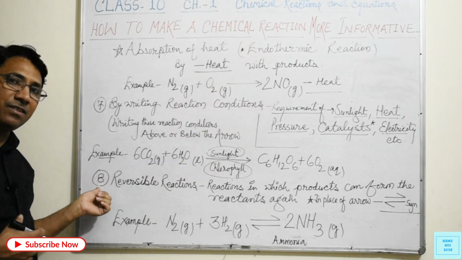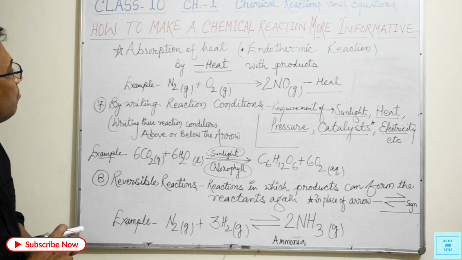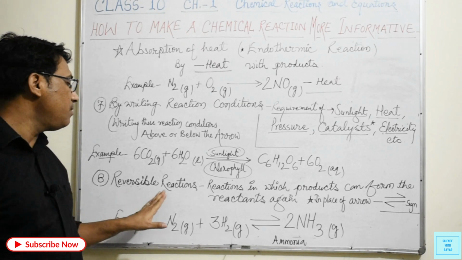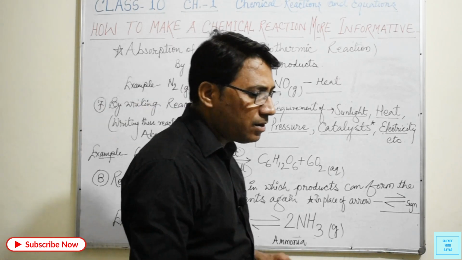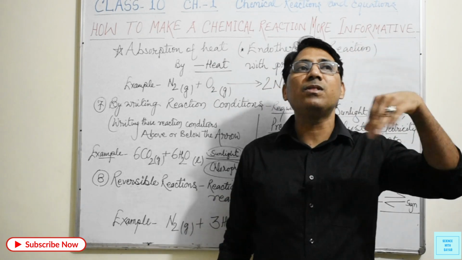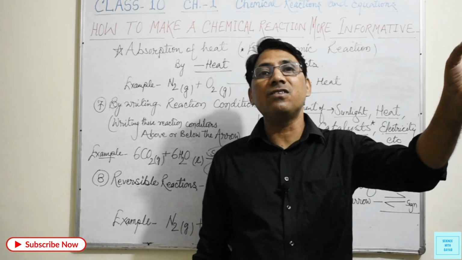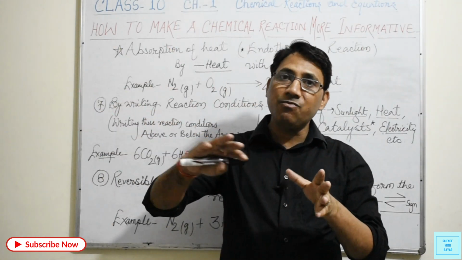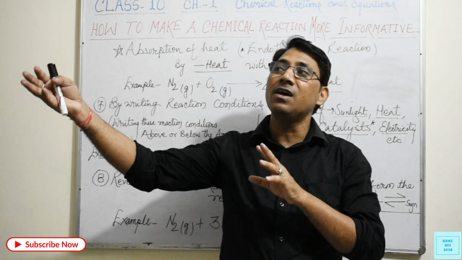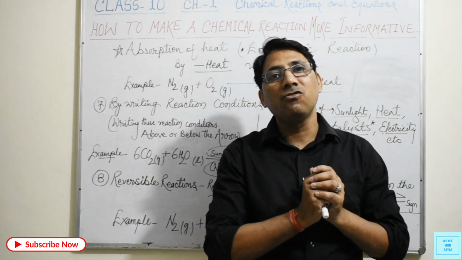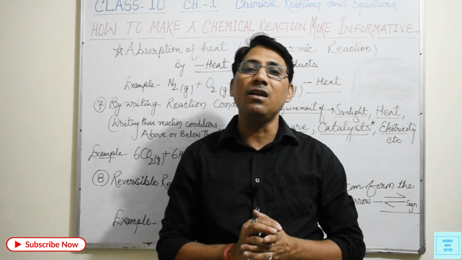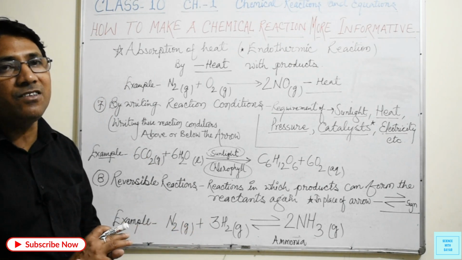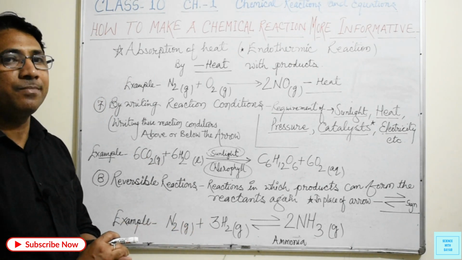And next, or last, the method of making a chemical reaction more informative is reversible reactions. In some chemical reactions, the reactants form the products, and in specific conditions, the products again form the reactants. It means the reactants formed the products, and products in specific conditions can again form the reactants. So this type of reaction is known as a reversible reaction. It means this type of reaction can be reversed.